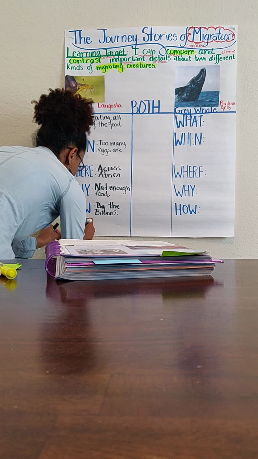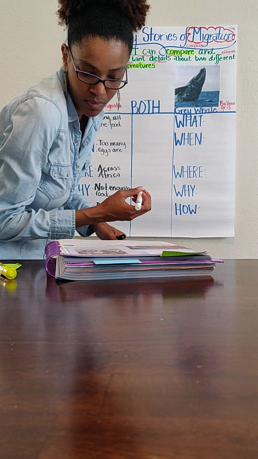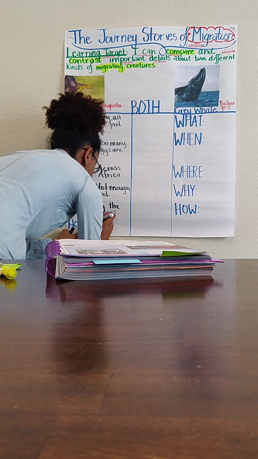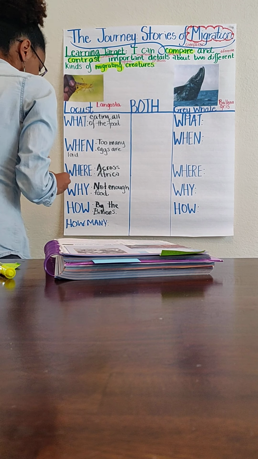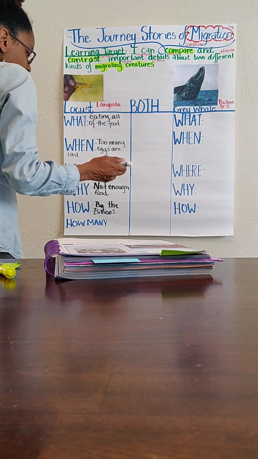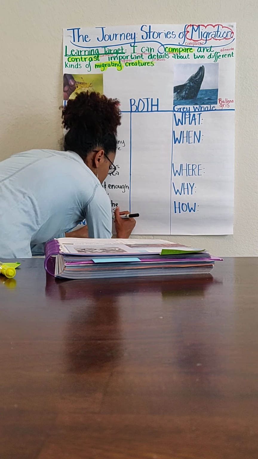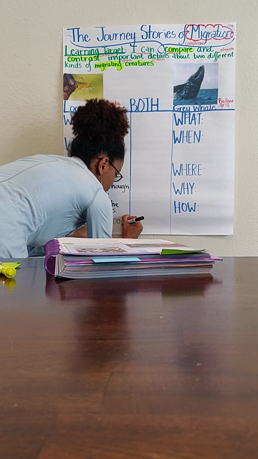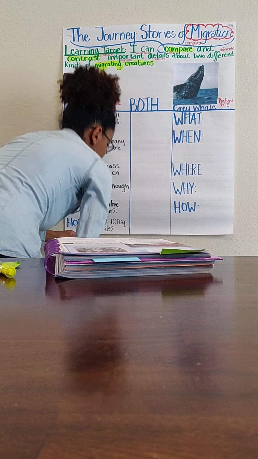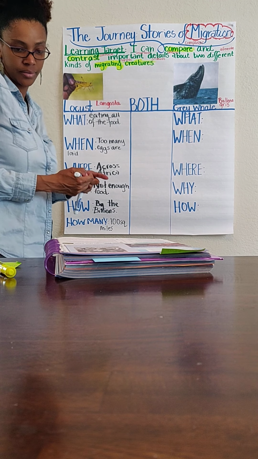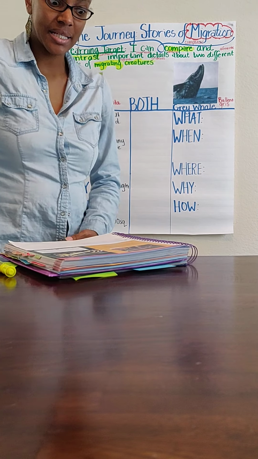So if I say how many, how many miles? 100 square miles. Okay, SQ is square. If I keep reading, 246.